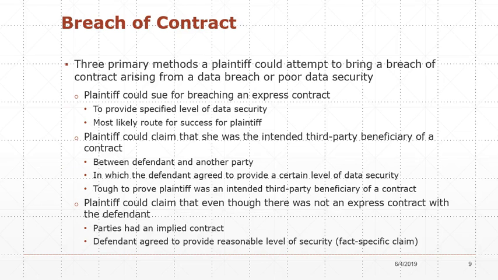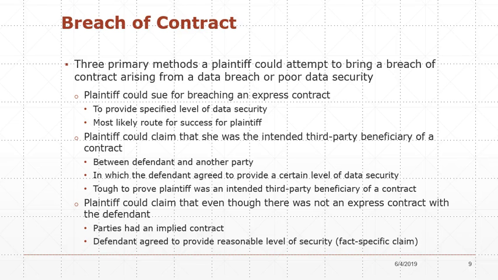There are three primary methods by which a plaintiff could attempt to bring a breach of contract claim arising from a data breach or poor data security. You could sue for the breach of an express contract to provide a specified level of data security, and it's the most likely route for success. This is what I was talking about earlier with that provision in my contract for data security.